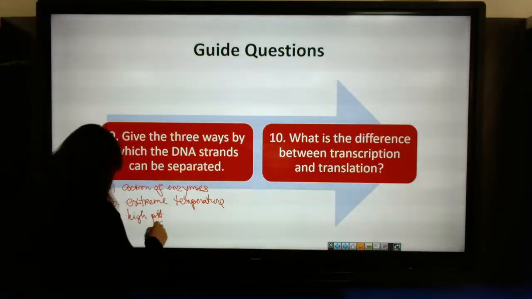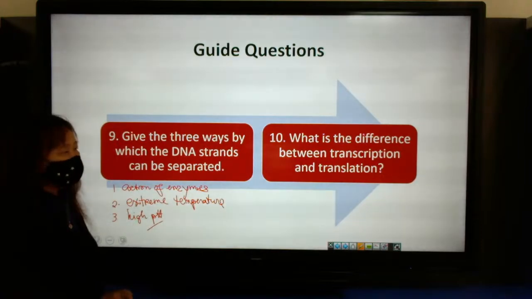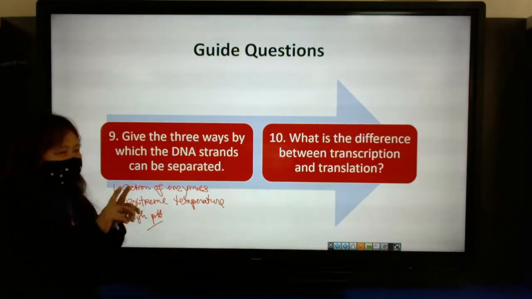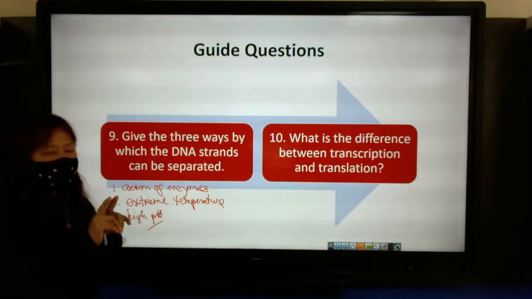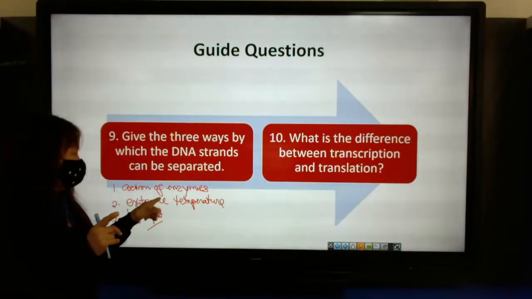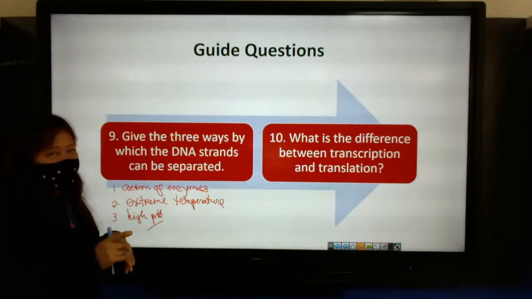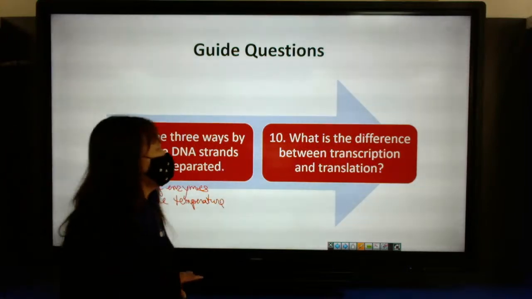You know, pH is a measure of the acidity or basicity of a substance. So you try to remember, DNA is made up of 2 strands. These strands need to separate during the process of cell division. And these 3 methods can separate the strands by breaking the weak hydrogen bonds.